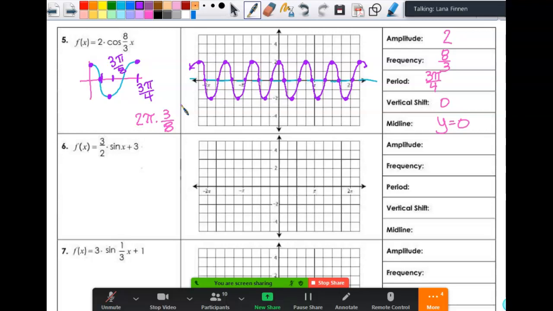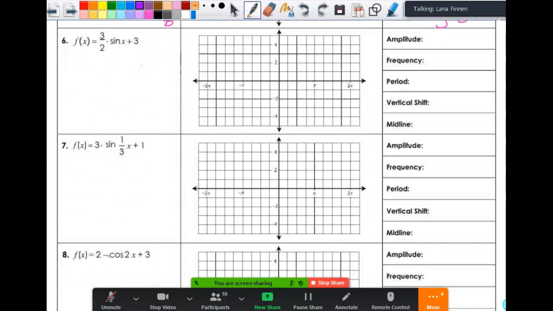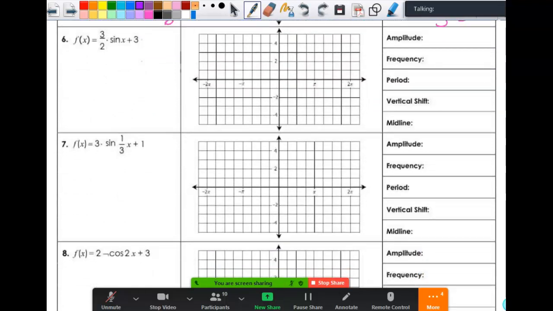Okay. So we're going to start number 6 together. Let's see. The amplitude 3/2. Frequency is 1, which means your period is 2 pi. Vertical shift is 3, so this is y equals 3. This is a sine graph. So there's my sine parent function.